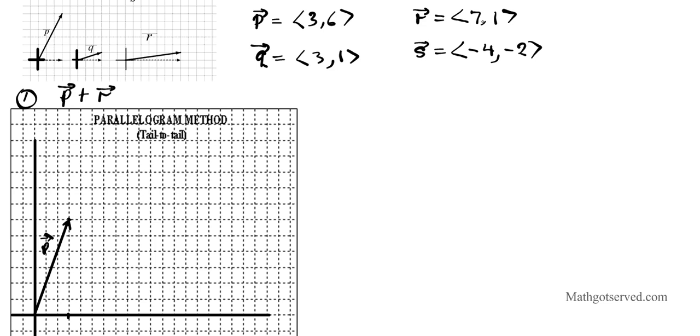Now let's go ahead and draw vector R. R is 7 units to the right and 1 unit up. Starting from the same origin, remember the parallelogram method is tail to tail. We have to put the two tails together. We go 1, 2, 3, 4, 5, 6, 7, and then up 1. So there goes the tip of vector R. We'll draw the vector arrow to represent it, and this down here is vector R.